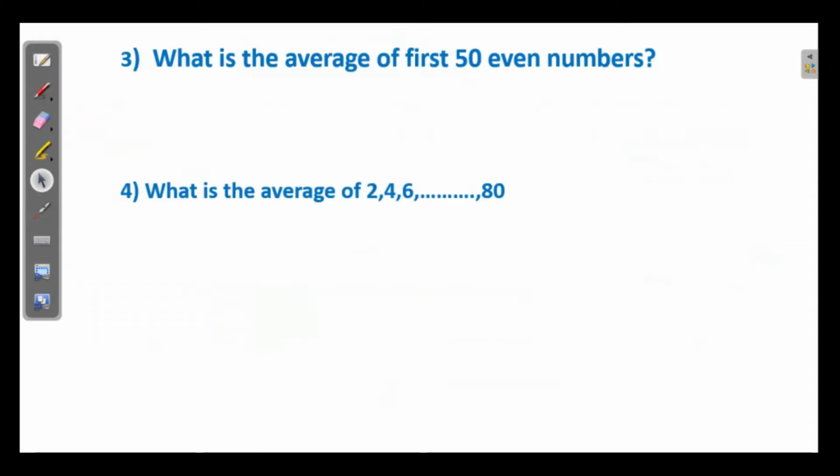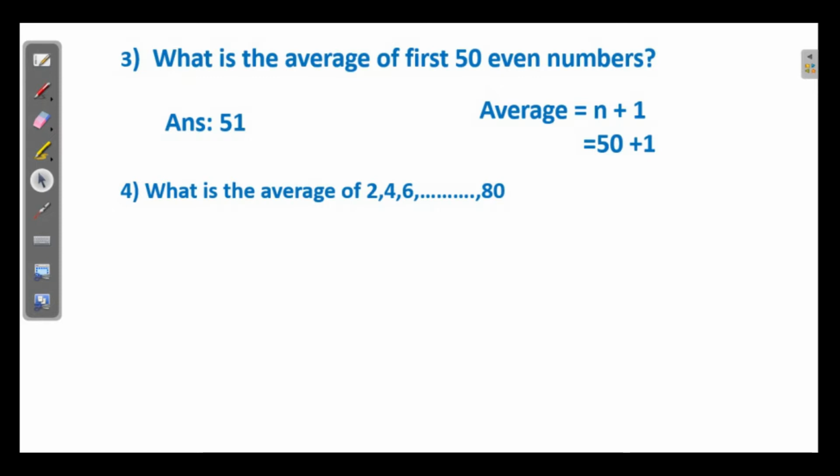The third question is, what is the average of first 50 even numbers? Don't forget to find it yourself. Did you get the answer? Average is number of terms plus 1. So, here it is 50 plus 1, that is equal to 51.